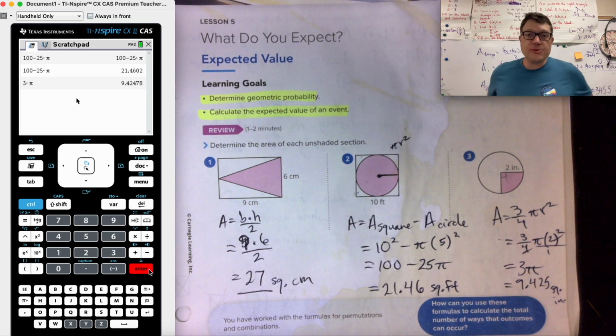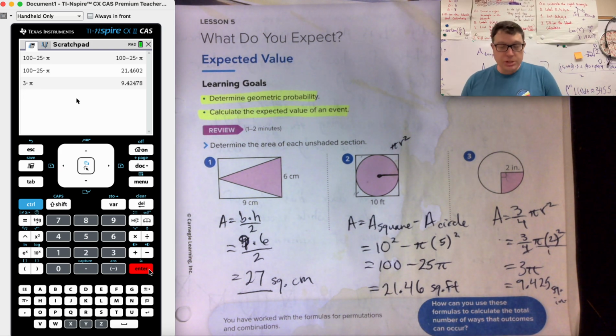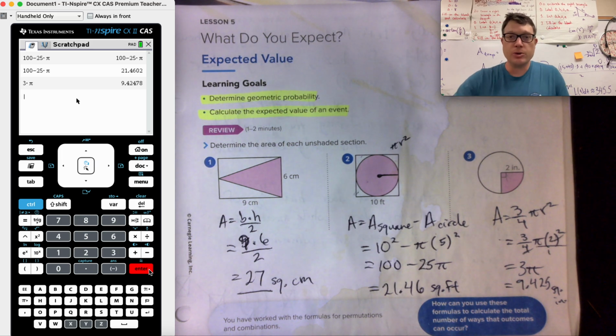All right, that is it for our spiral review. Let's get into the lesson. Go ahead and click forward on page 894, and I'll see you in our conversation around geometric probability and expected value. See you in the next episode.